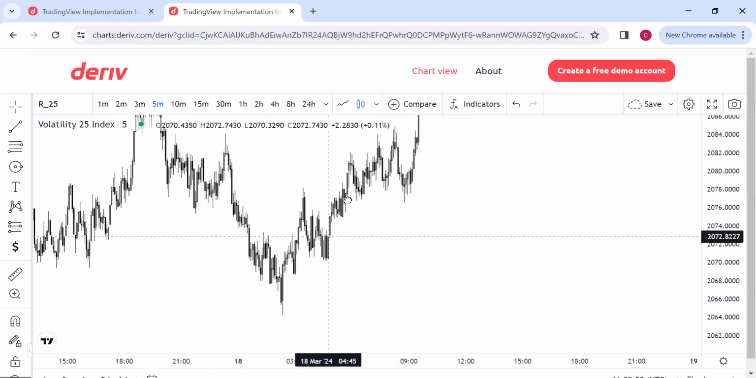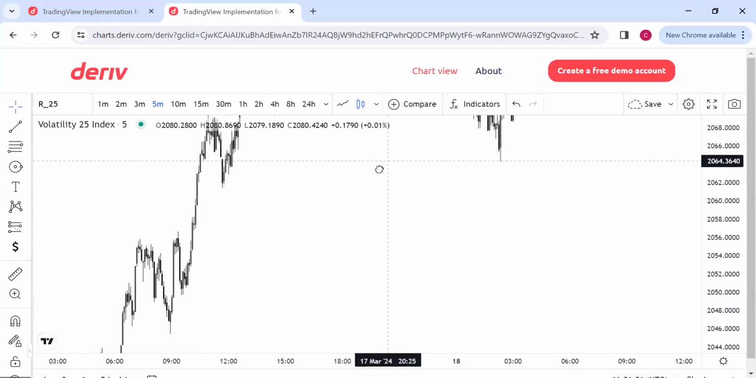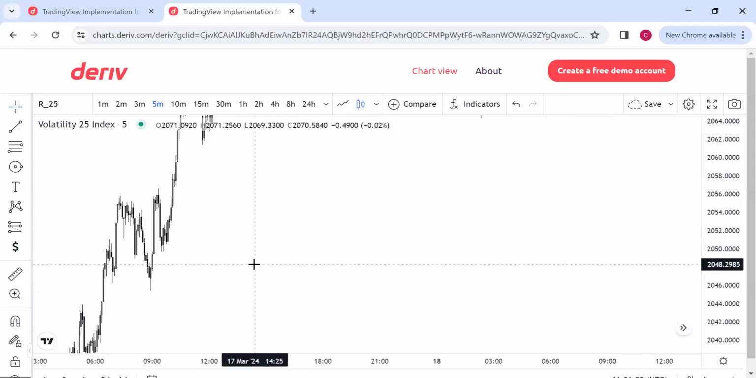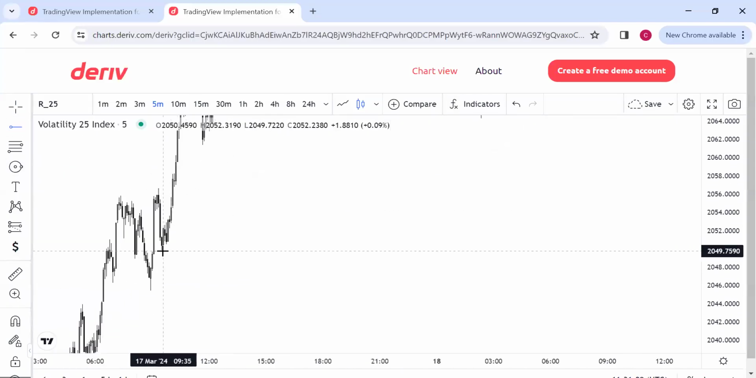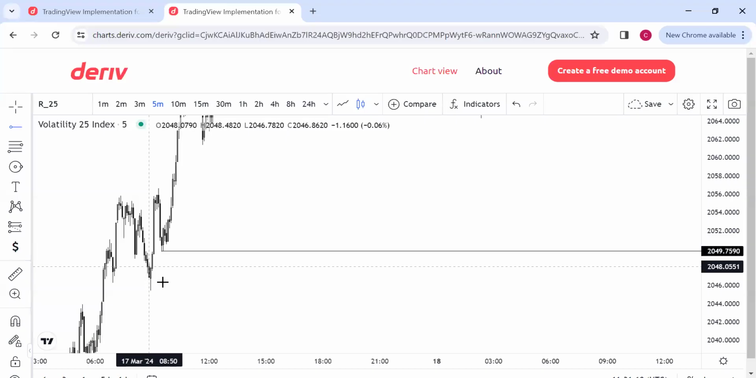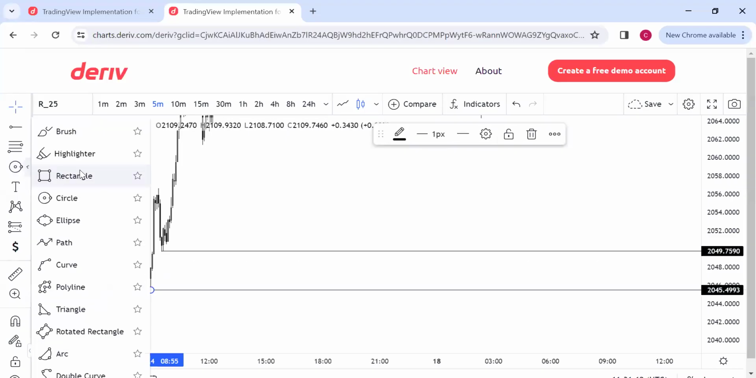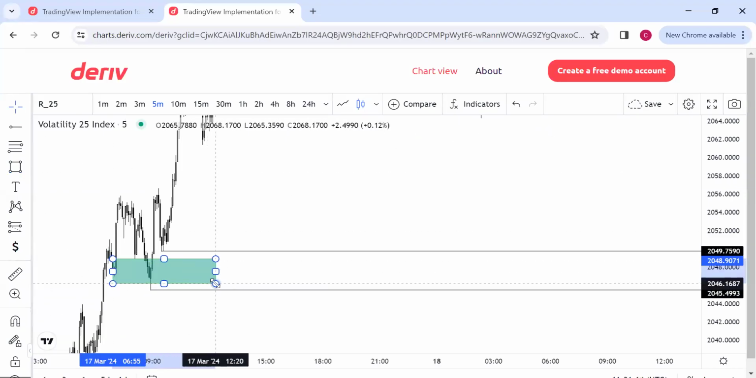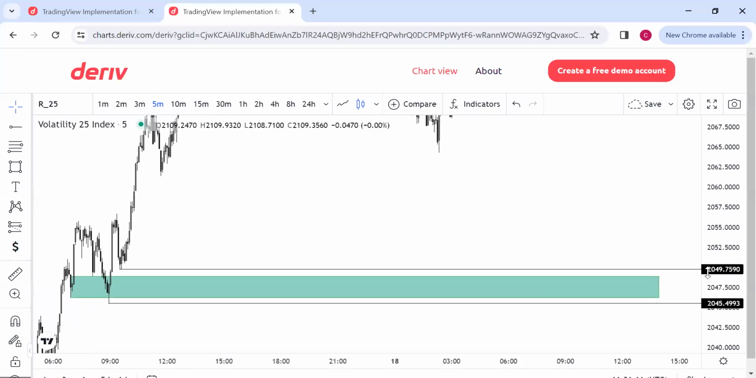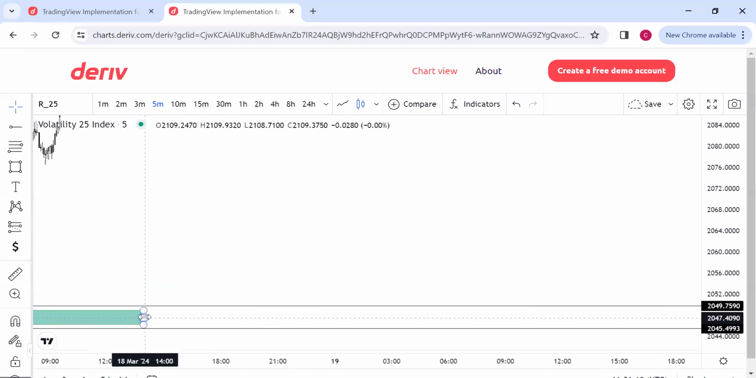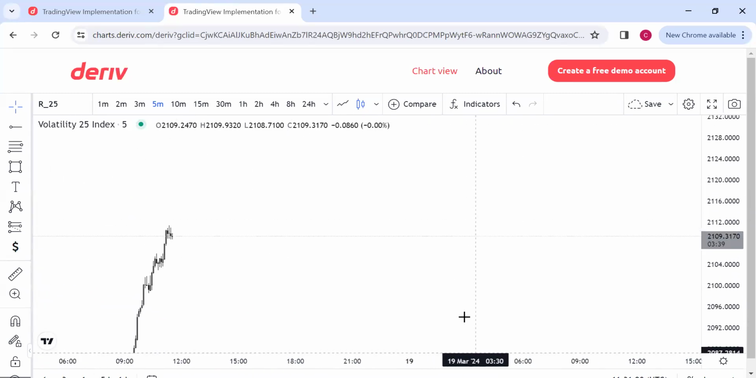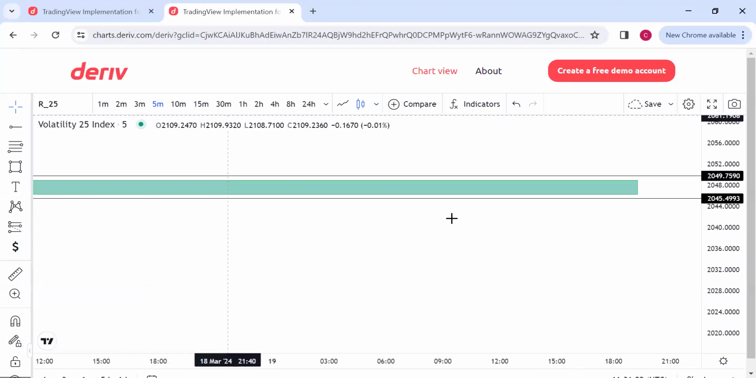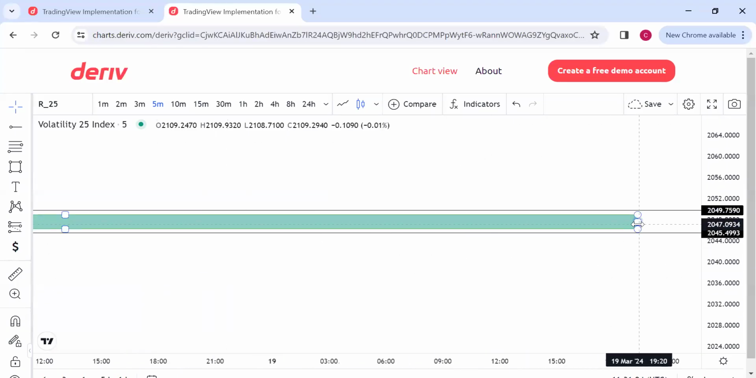I'm pissed. I'm not happy. I was actually hoping price was going to continue buying from here. I was hoping price was going to come back here to continue its buy, but it never came back there. Can you see? It never came back. Now it's just skyrocketing, and I'm not inside it.